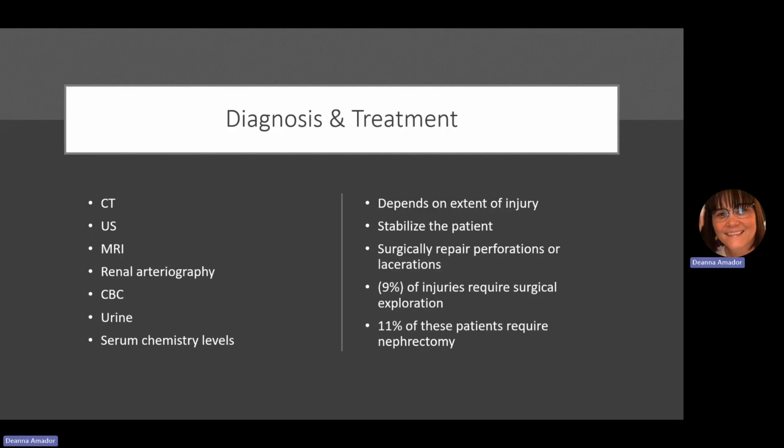So for diagnosis, here it says CTs, ultrasounds, MRIs, renal arteriography. For initial treatment, we want to control the bleeding, prevent shock, and make sure we're draining urine. Like I said, we're watching the urine output. We're monitoring pain. This is important. It can tell us if there's something going on. If they start complaining of flank pain, there could be an obstruction or ureteral colic or something.